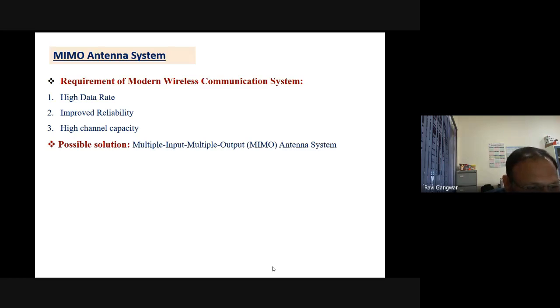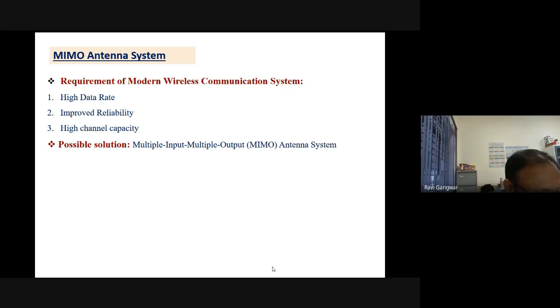So what is the possible solution? The possible solution to this requirement is multi-input, multi-output antenna systems. By using this concept, we are able to fulfill these three requirements for modern communication systems.